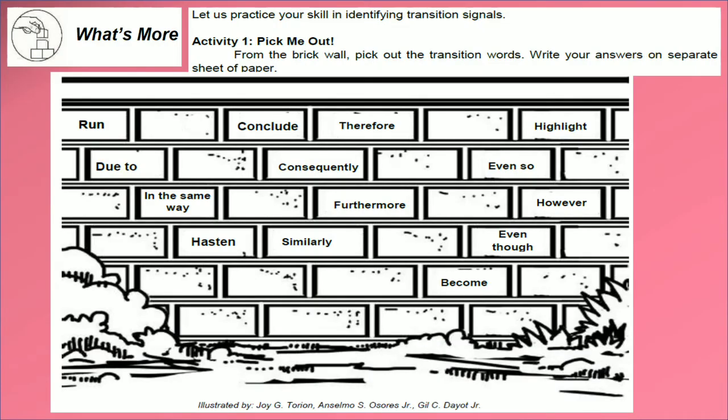Okay, we have finished learning the different types of transition words. Now, let's proceed to some activities. So, let's proceed to activity 1 or pick me out. From the brick wall, pick out the transition words. So, there are words in the brick wall, write them on another sheet of paper.